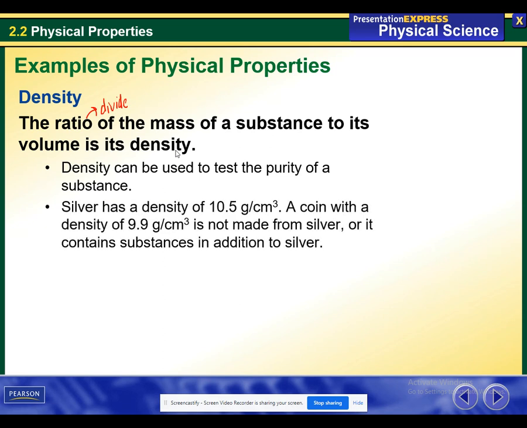Silver has a density of 10.5 grams per centimeter cubed. If you were told that you had a coin and it was pure silver, it would have to have a density of 10.5. If it had a density of 9.9, we know that it is not made of pure silver, or it has something else in it with that silver that makes it impure.